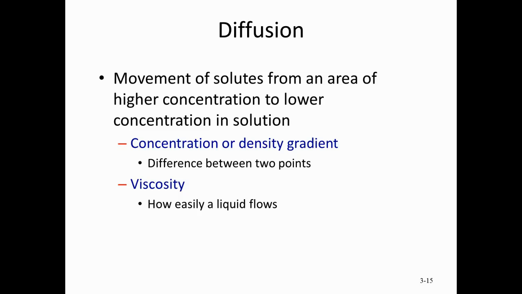So if we look at diffusion, diffusion is the movement of solutes from an area of high concentration to low concentration in a solution. So basically we need concentration or density gradients. We need to look at viscosity, which is how easily a fluid flows. And these things are going to regulate how fast diffusion can take place. Also, some other things that can affect diffusion is temperature. Increase the temperature, diffusion is going to happen a lot faster. Decrease the temperature, diffusion is going to happen a lot slower.